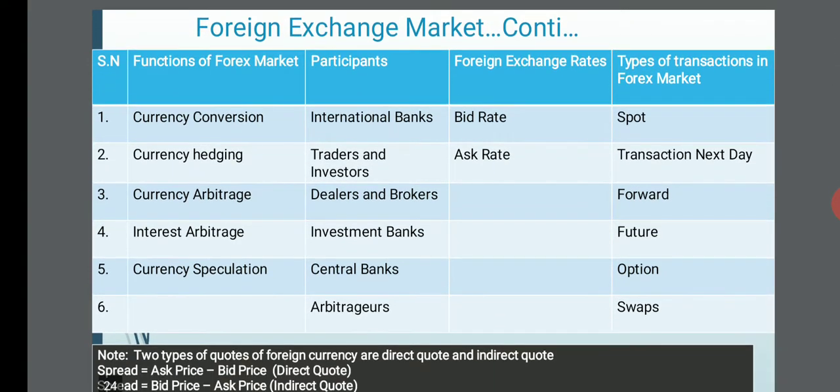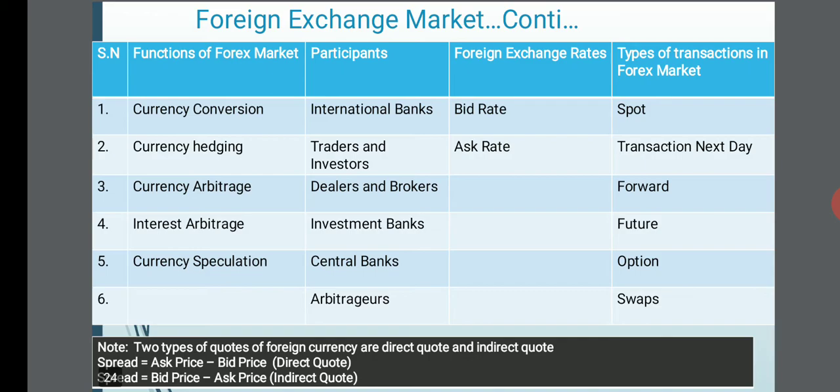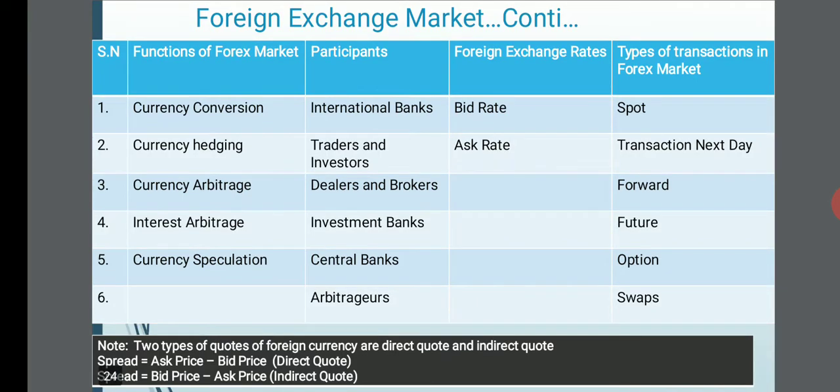The functions of the foreign exchange market are currency conversions, currency hedging, that is risk mitigation, currency arbitrage, trading of the two currencies when there is a price difference, interest arbitrage, and currency speculation. Participants are international banks, traders and investors, dealers and brokers, investment banks, central banks, and arbitrageurs. Foreign exchange rates are a bid rate and an ask rate. A bid rate is the buying rate, and the ask rate is the selling rate.